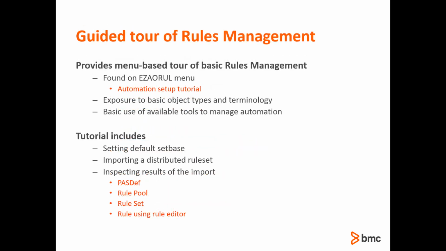The Rules Management menu, EZAO-RUL, has been enhanced to include a section of hyperlinks entitled Automation Setup Tutorial. The purpose of the hyperlinks is to provide a guided tour of the components that make up rules management. During the tour, you will be exposed to the various types of objects that are used in rules management. You will import a single predetermined rule set from BBPARM into the rules registry, and you will explore what the import process does for you to make the conversion easier.